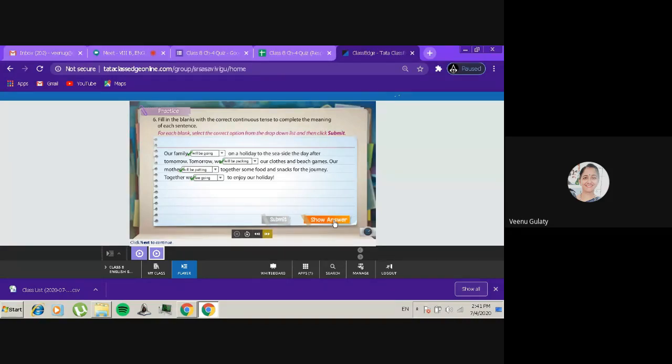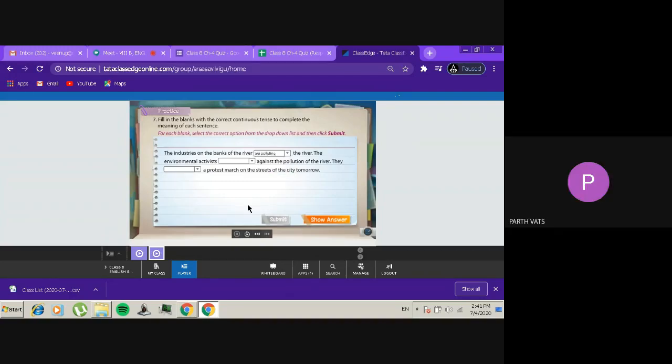Fill in the blanks with the correct continuous tense to complete the meaning of each sentence. For each blank, select the correct option from the drop-down list and then click Submit. Parth, do you want to try? Yes, ma'am. Okay, start reading. Industries on the banks of the river is polluting the river. The industries, but it is plural. Are polluting the river.